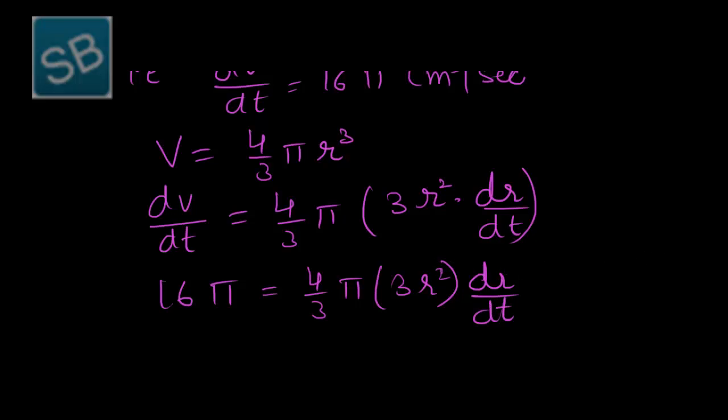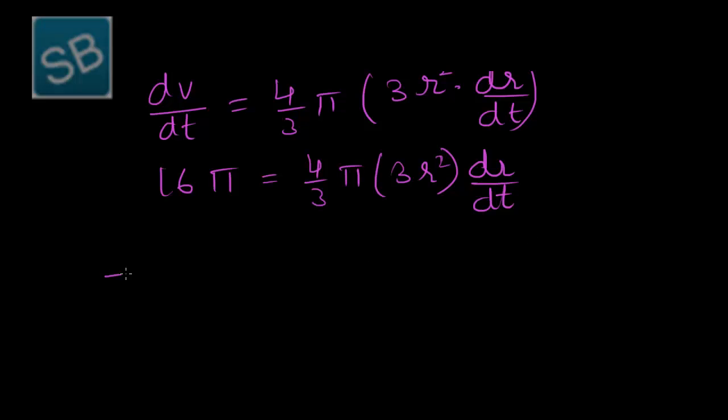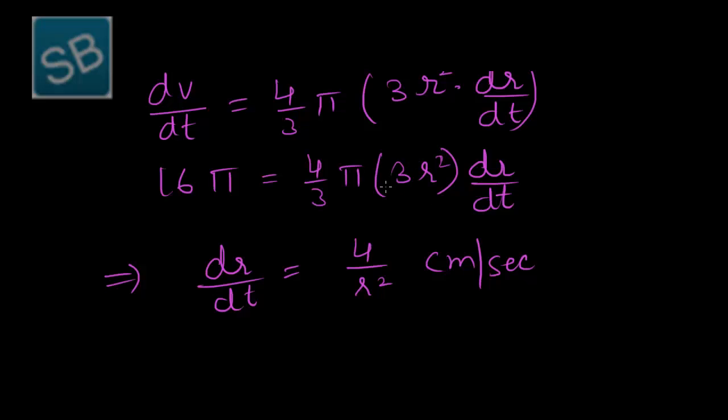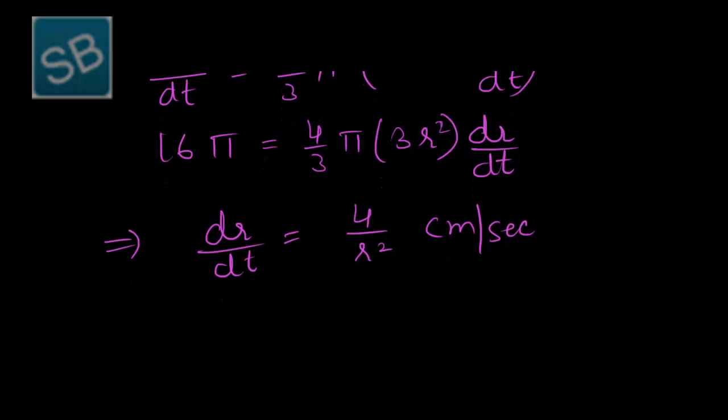From this we have dr by dt is equal to 4 by r square centimeter per second. The 3 is cancelled out by 3, 4 times 4 over r square, pi is cancelled out by pi. So we have dr by dt is 4 by r square. The unit is dr by dt, centimeter per second.